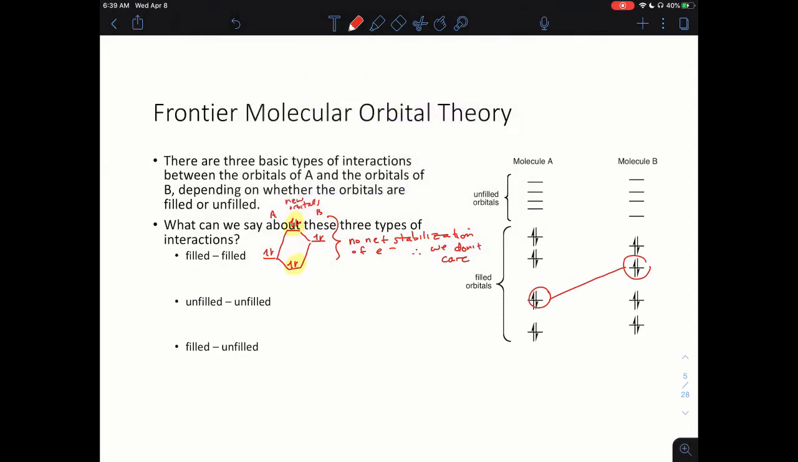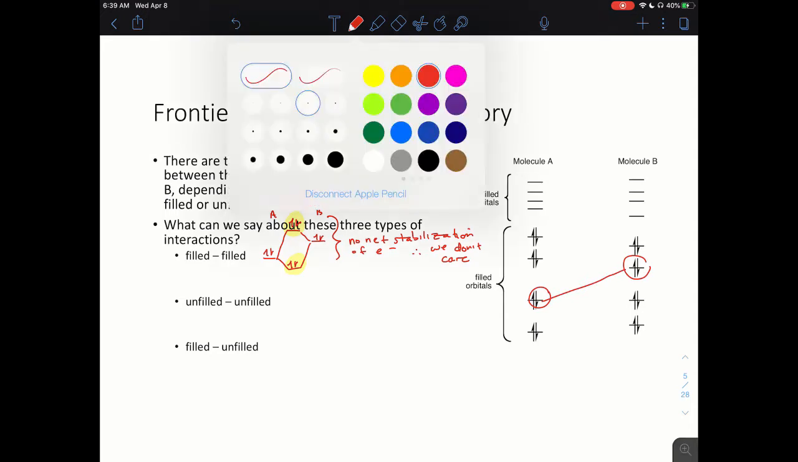Super, so that means we can ignore all of these interactions between all of these orbitals of A and B. That's a lot that we can rule out now. All right, so all of these that I'm drawing, yeah, that's super fun. We can ignore all of them. Awesome. Let's move on to the next type of interaction.